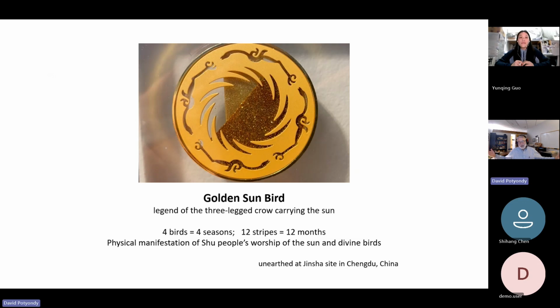Now, since we're doing China, do you know about this legend? Golden Sunbird. Legend of the three-legged crow. She's never been to Chengdu before, I guess. I have been to Chengdu, but I don't know about that.